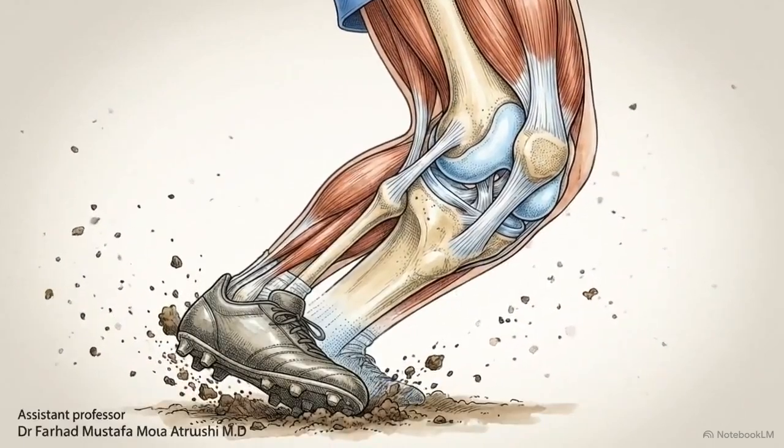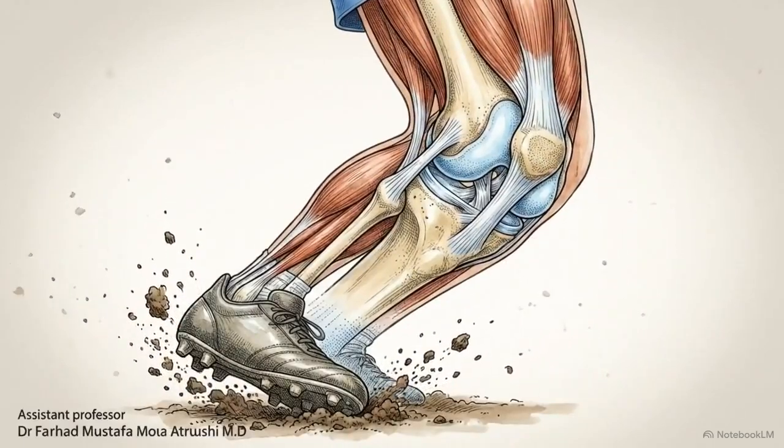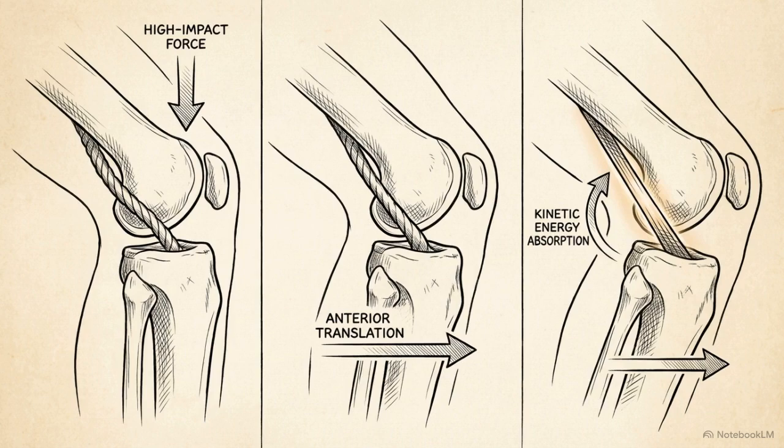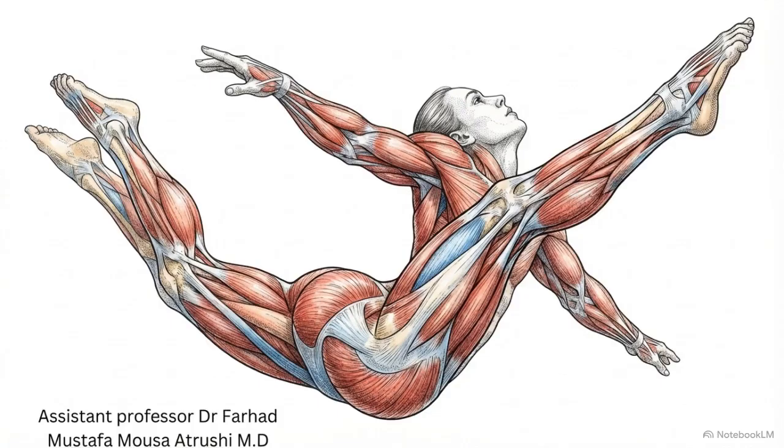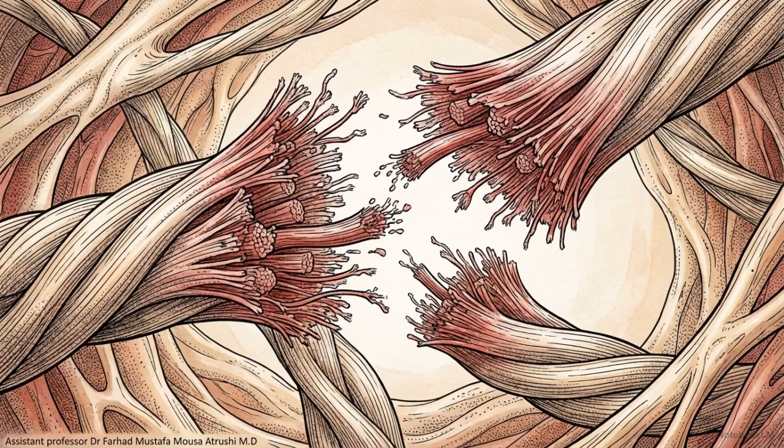Pivoting, sudden changes of direction, jumping, and landing all force the ACL to absorb kinetic energy. The physical integrity of the ACL is the strict prerequisite for any multidirectional dynamic movement of the lower extremity. Without it, the hinge fails. Biomechanical failure occurs when external kinetic forces exceed the maximum tensile strength of the ligament. The collagen fibers simply snap.